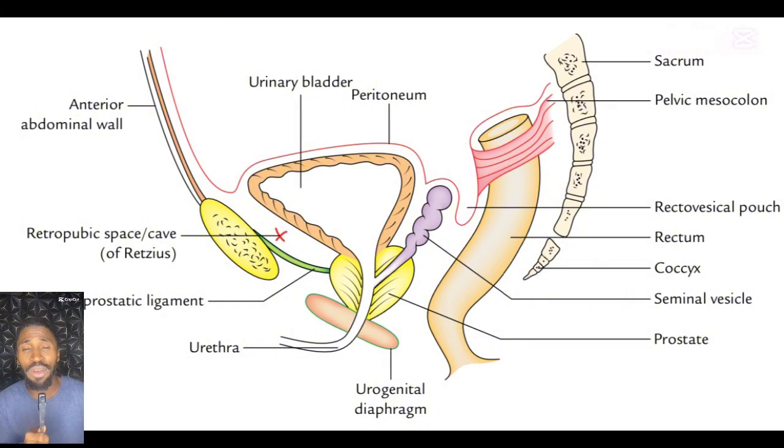Talking about the bladder, first of all, we're introducing it. So what is the bladder anatomically? Let us take it small. What is the bladder anatomically? The bladder is what we call a muscular reservoir. The bladder is a muscular reservoir of urine.